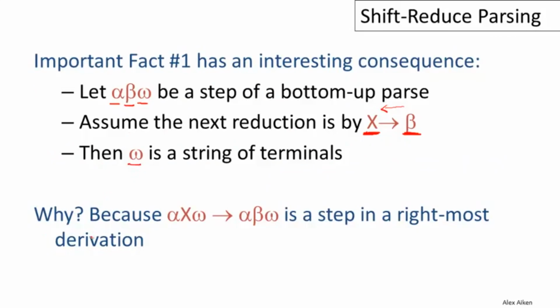And why is that? Well, if you think about it, if this is a rightmost derivation in reverse, then when x is replaced, if we look at the forward step instead of the backward step, so remember the parser is running this way, replacing beta by x, but if we think about the rightmost derivation in the other direction, then x has to be the rightmost non-terminal, which means there are no non-terminals to the right of x. And so all the characters, all the tokens in this string have to be terminal symbols.